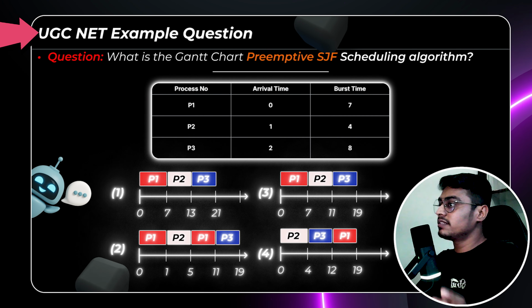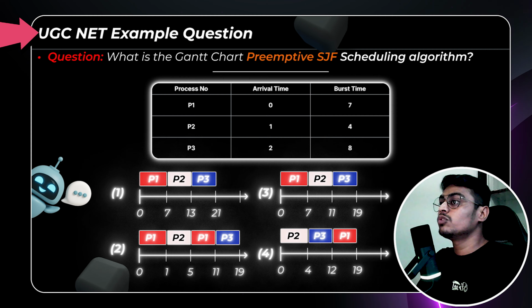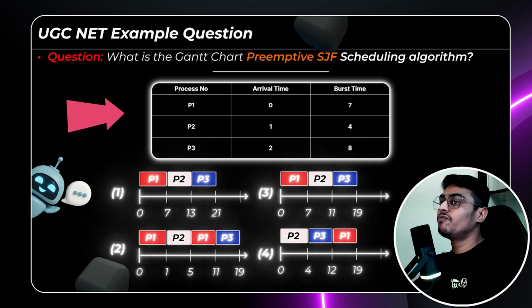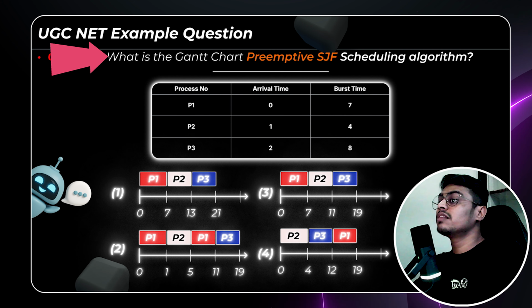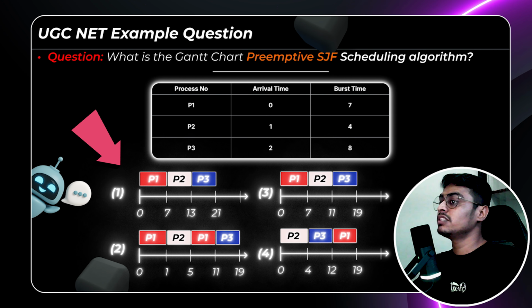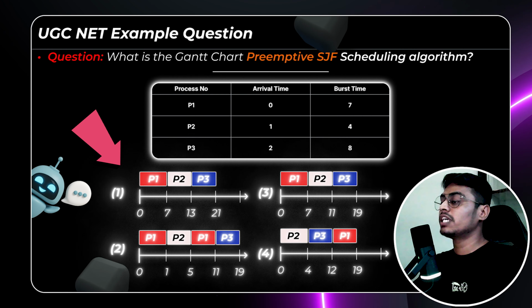Now we will discuss a UGC NET question. We are going to discuss a question that appeared in UGC NET. There are three processes, P1, P2, P3. Arrival times are 0, 1, 2 and burst times are given as 7, 4 and 8. They are asking for the Gantt chart for preemptive SJF. They have given 4 Gantt charts in the options. You have to find the correct Gantt chart according to the preemptive SJF solution.